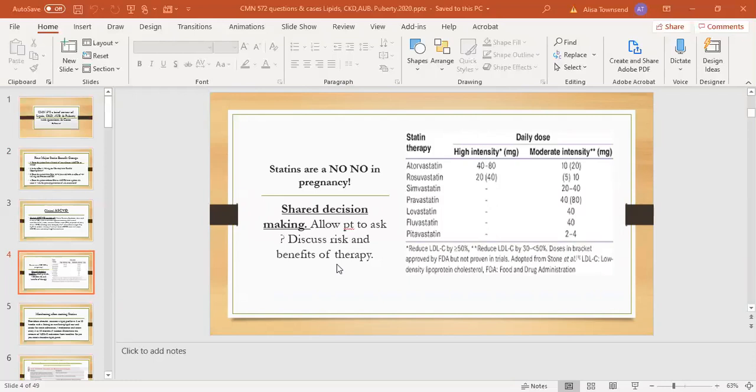Shared decision making. This is important. You want to really talk to the patient. Allow them to have questions. Ask those questions. Make sure you've discussed things with the patient. Discuss the risks and benefits of a therapy so that they can make an informed decision, because there are risks of being on statins, so acknowledge that. Make sure you've gone over the risk enhancers, that you know those. Let's talk about those.